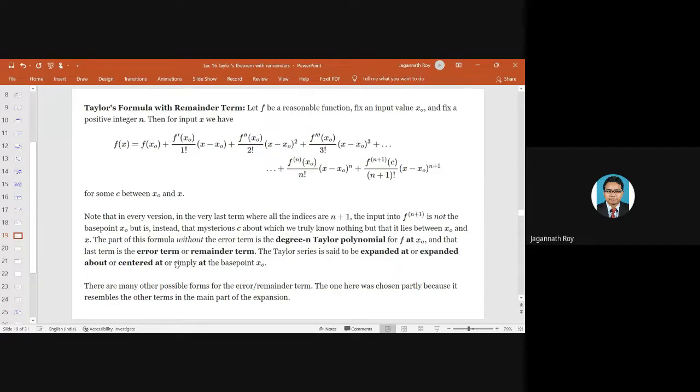So Taylor's formula with remainder term, this will be called the remainder term, after the n plus 1th term. In fact, you don't have to bother, the remainder term is actually the error. You remember the, okay, let me just go through the example that we have seen here.